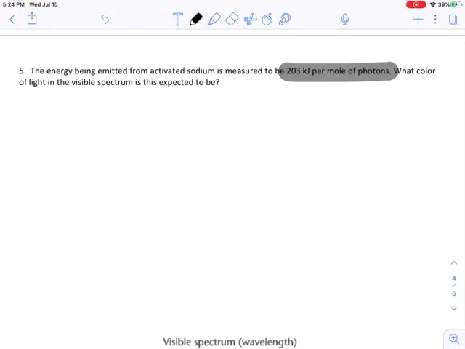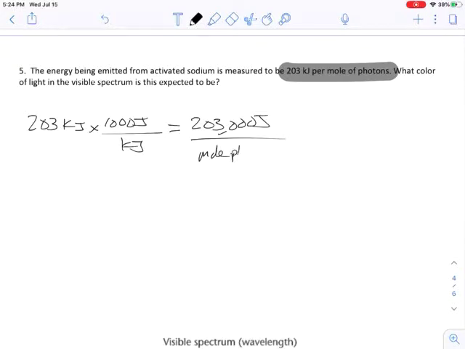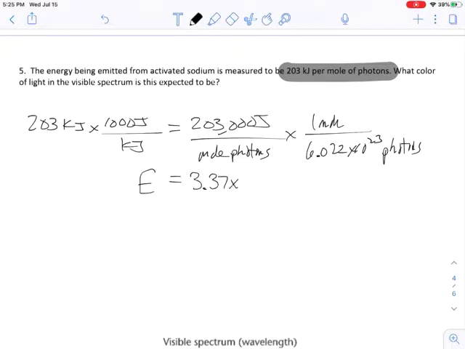The first is we're going to have to convert this kilojoules into joules. That's easy: 203 kilojoules times 1,000 joules per kilojoule gets us 203,000 joules. Except remember, that's per mole of photons. We don't want a mole, we want a single photon. So we've got to divide that by Avogadro's number, so 1 mole divided by 6.022 times 10 to the 23rd photons. Once you do the math on that, you end up with an energy of about 3.37 times 10 to the negative 19th, and that is in joules per photon.